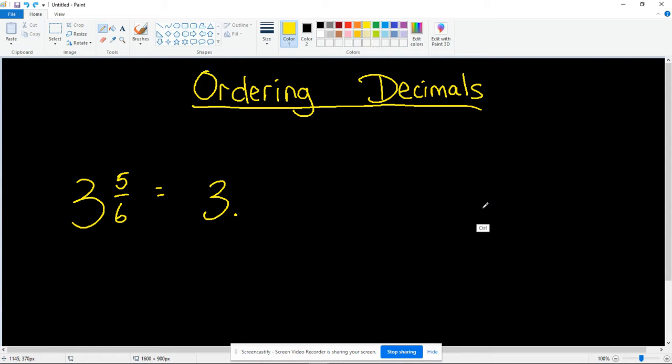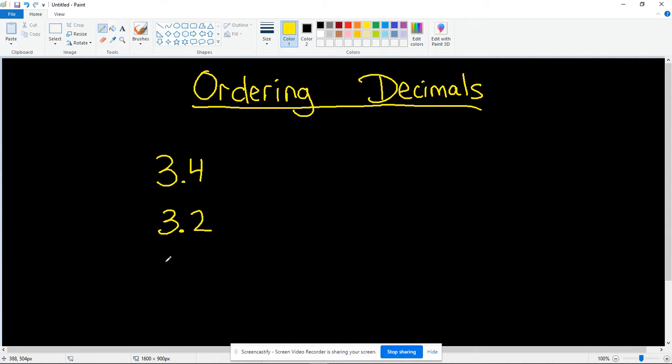And what we're going to do today is learn how to order decimals if you see them. So if you see numbers like 3.4 and 3.2 and 3.7, how do you put those in the right order? So which is closest to 3 and which is closest to 4? It'd be very, very simple. These 3's are all the same. This is how you do this. The 3 is all the same.